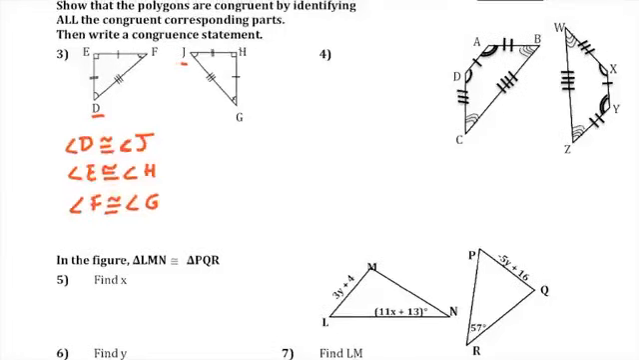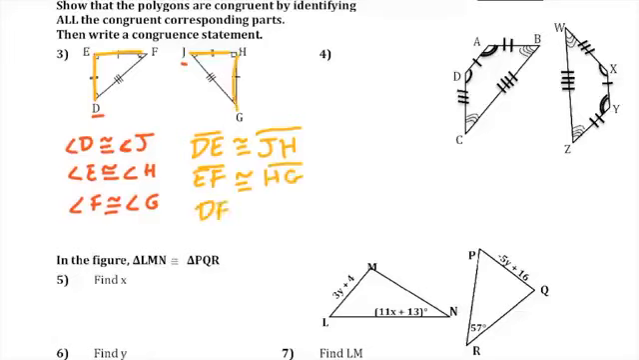side lengths. So working around the triangles in order, we can start out with the side length DE. So we write segment DE with the bar above it is congruent to, and then that would be from J to H. So JH. Then we work our way to the next one, E to F. So segment EF is congruent to segment HG. And then the last one, we have segment DF is congruent to segment JG. These are all of our congruent corresponding parts.